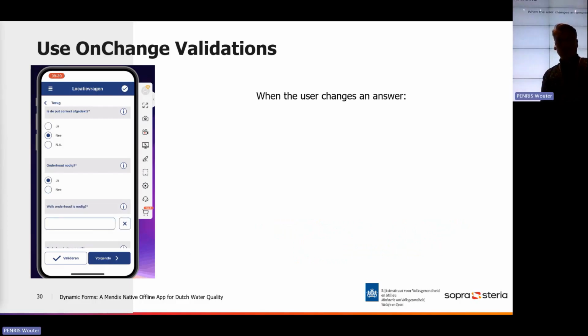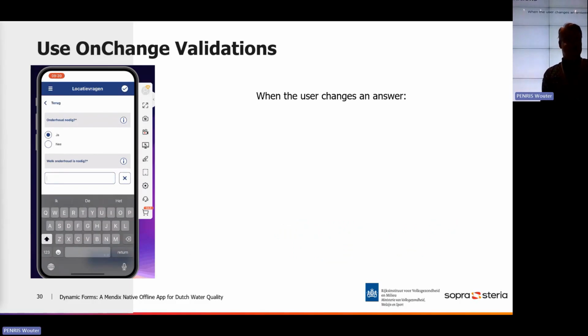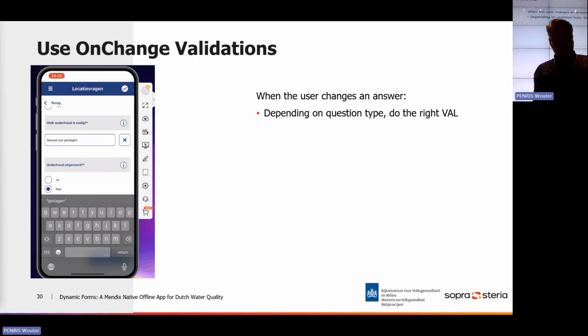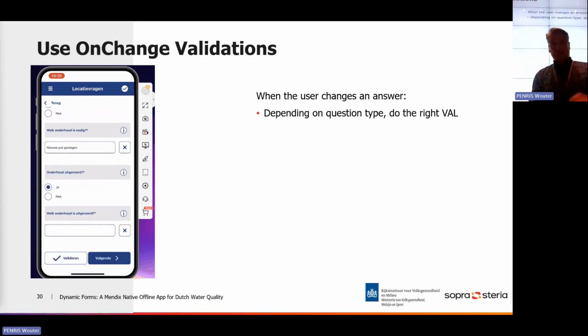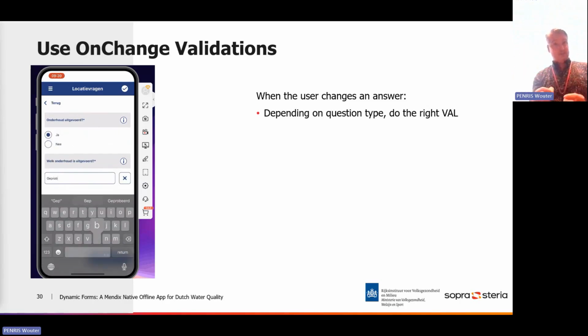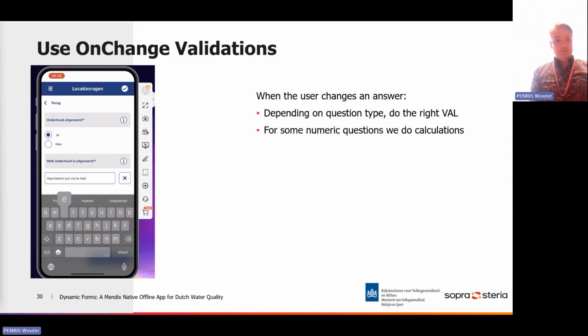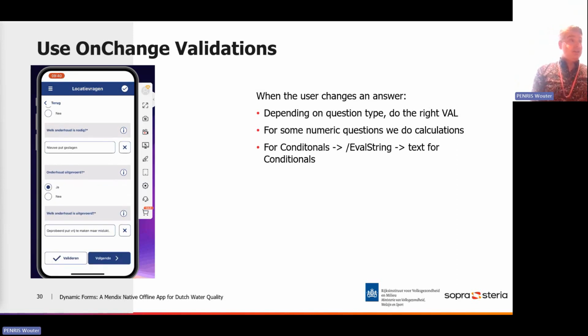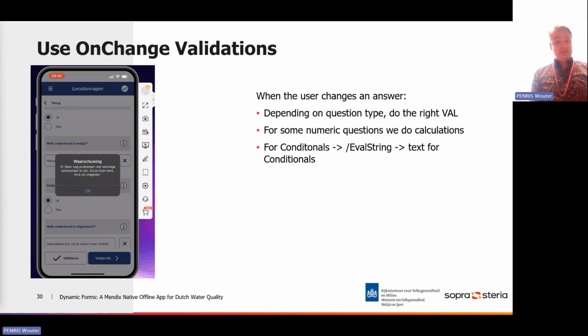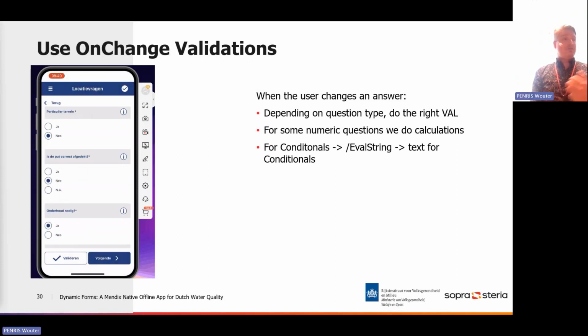Finally, we used on-change validation. That's a perfectly normal practice in essence for questionnaires. When the user changes an answer, depending on the question type, we do the right validation. Imagine we have this super answer entity, with all sorts of different conditions. We might do some calculations, and for conditional questions, we might have to evaluate certain conditions, notwithstanding the type.